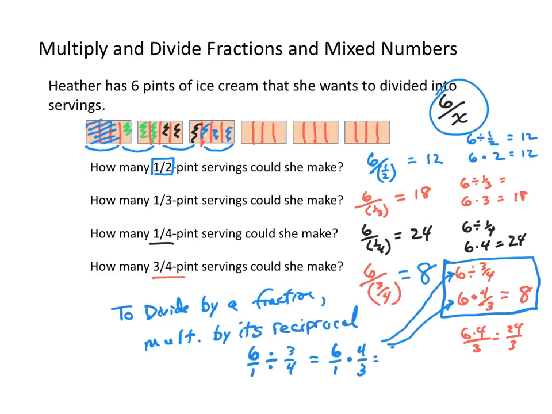And 6 times 4 is 24. 1 times 3 is 3. 24 divided by 3 is 8. To divide by a fraction, multiply by its reciprocal.